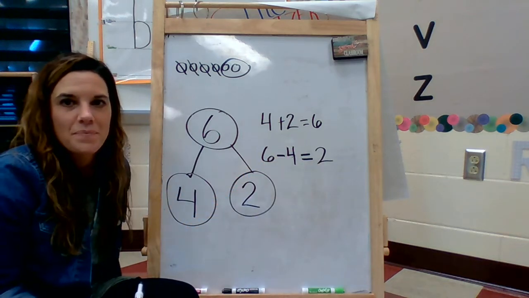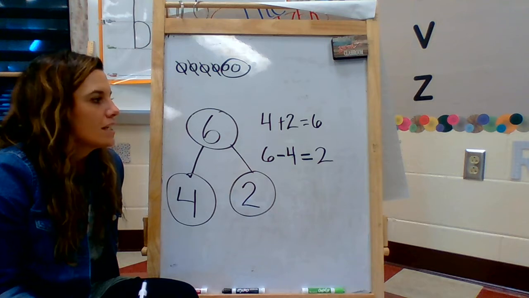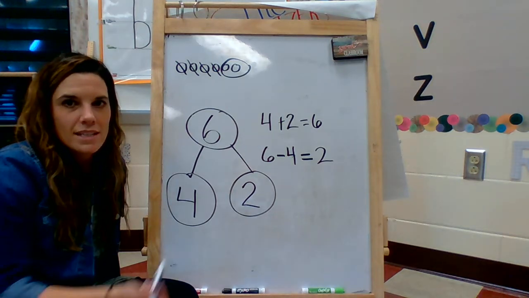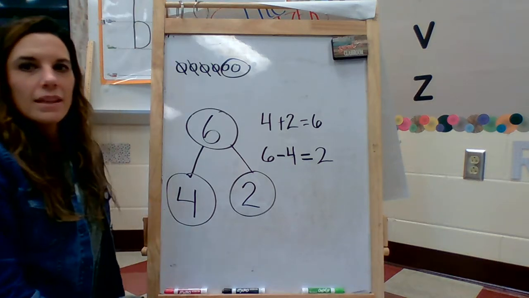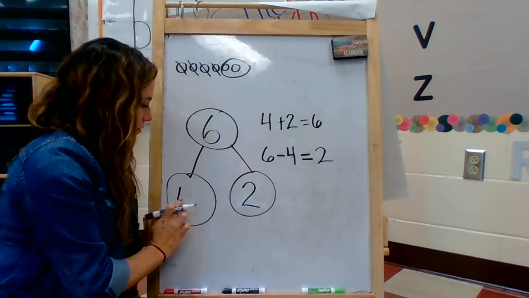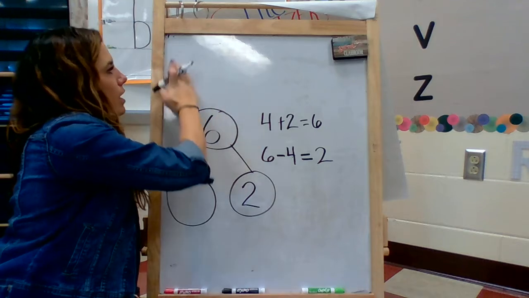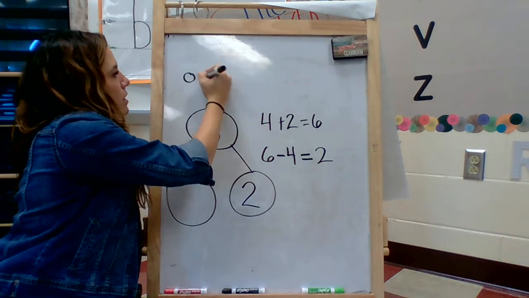Do you see that? Can we make another subtraction sentence out of these numbers? Let's try it. Let's take away the 4. Okay, and let's draw our 6 bears up here.